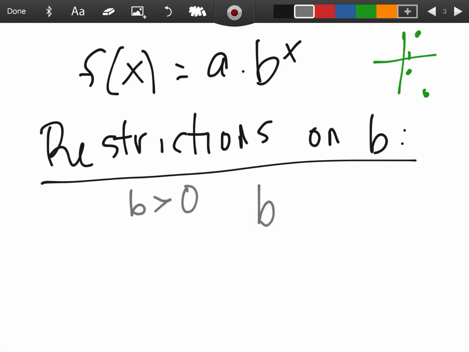And the other restriction on b is that b cannot be equal to 1. The reason for that is, well, again, let's just think about it. If I had f of x equal to 1 to the x, what's 1 to the first? What's 1 squared? What's 1 cubed? They're all just equal to 1. That, again, is just going to be a flat line. So for b, we know b needs to be a positive number, and we also know that it cannot be equal to 1.